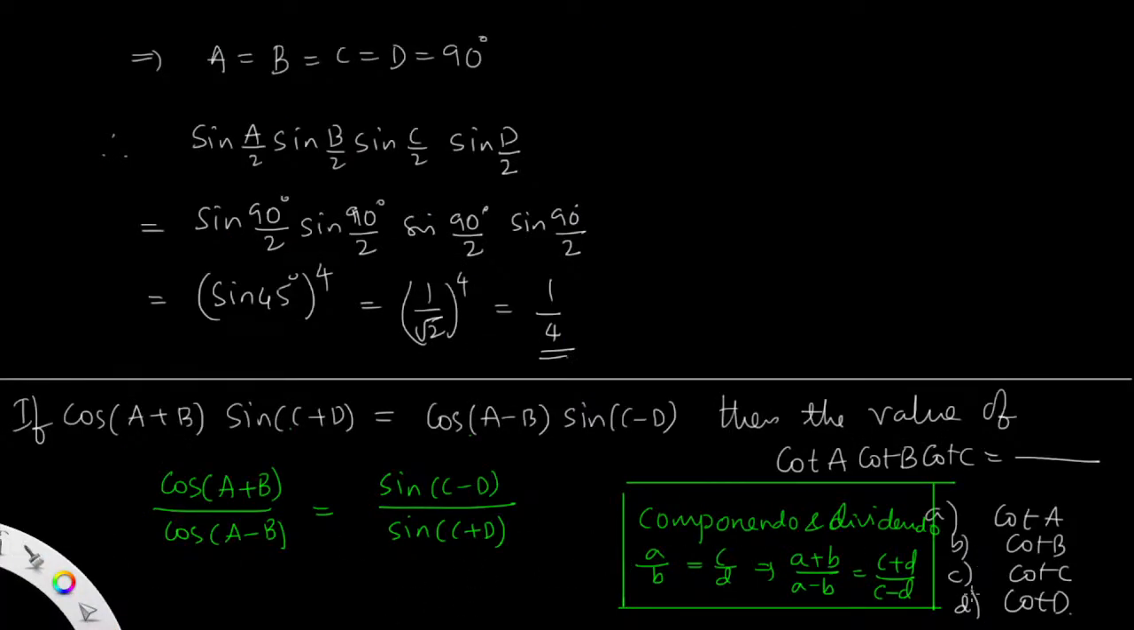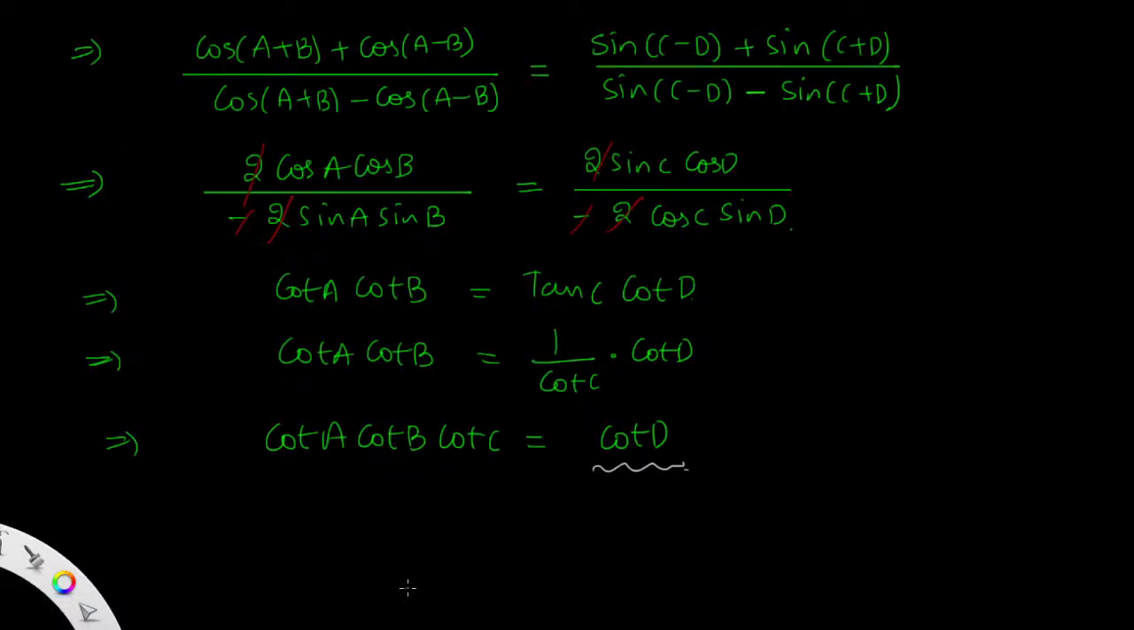The option goes to D only, the correct answer. Keep the terms on one side and apply the componendo and dividendo rule. Then simplify using the transformation formulas, and you get the answer directly, that is cot A cot B cot C equal to cot D. Okay.